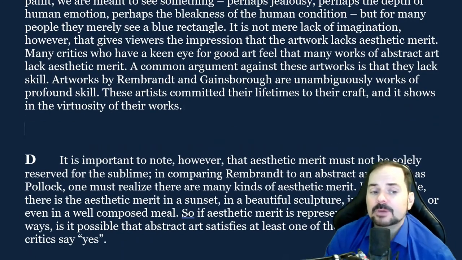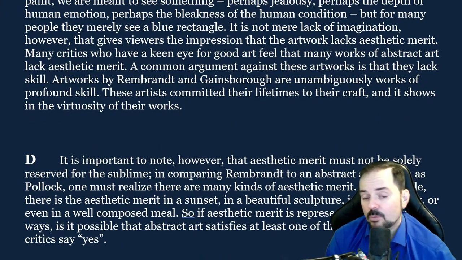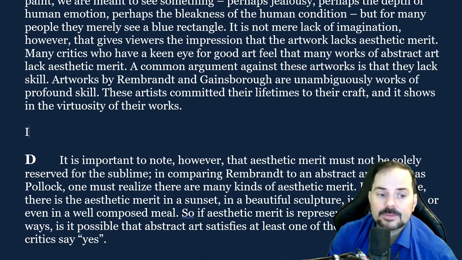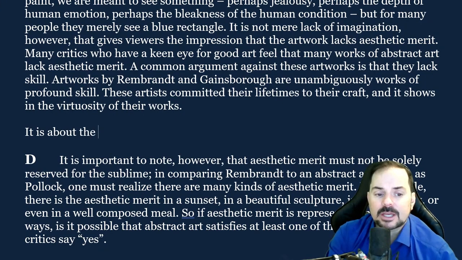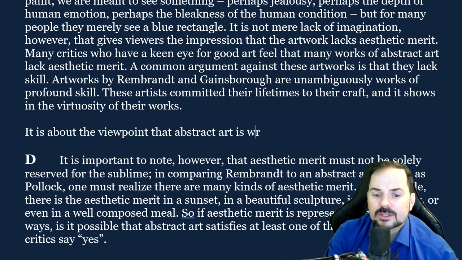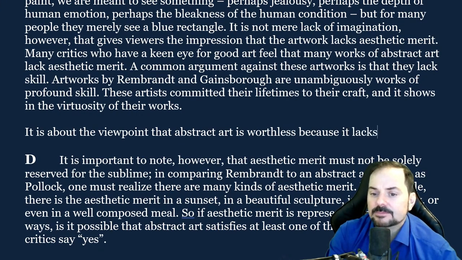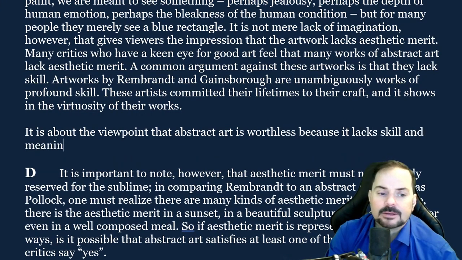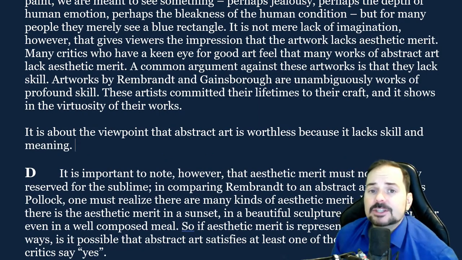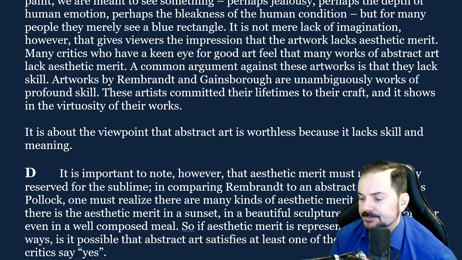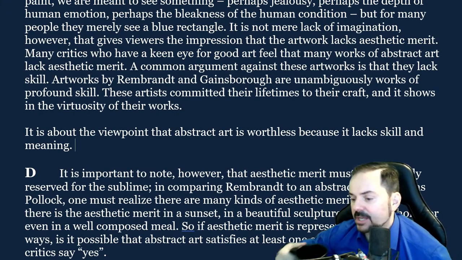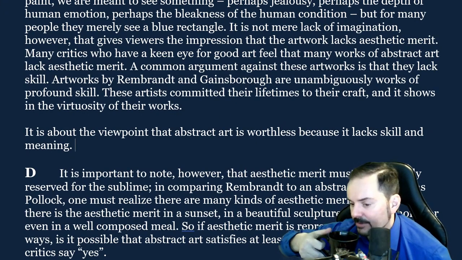So again, read with me, students, and always ask yourself, what is this paragraph about? It is about the viewpoint that abstract art is worthless because it lacks skill and meaning. Okay? So that's your goal, to have that understanding. Yeah, Anahita says it's the negative perspective of abstract art. Very good, Anahita.